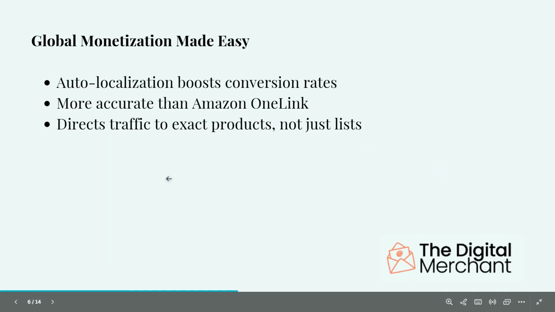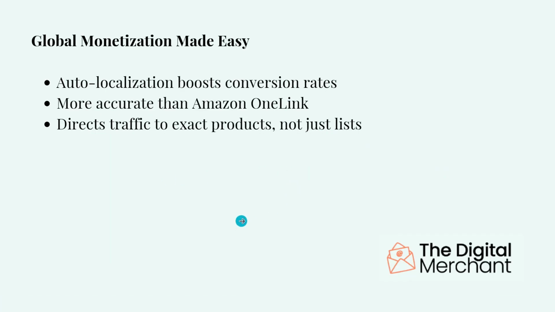Global monetization, as I was saying, is probably Geniuslink's biggest, most important offering. Essentially, they will boost your conversion rates, and they do this better than Amazon OneLink. From the research that I've done, this appears to be the case. Users seem to have a better experience with Geniuslink. And the other factor here is that it directs traffic to exact products rather than lists of products. And this is important because with direction to exact products, you do tend to get better rates for affiliate links. And Geniuslink does quite a good job of ensuring that those links go in those directions.